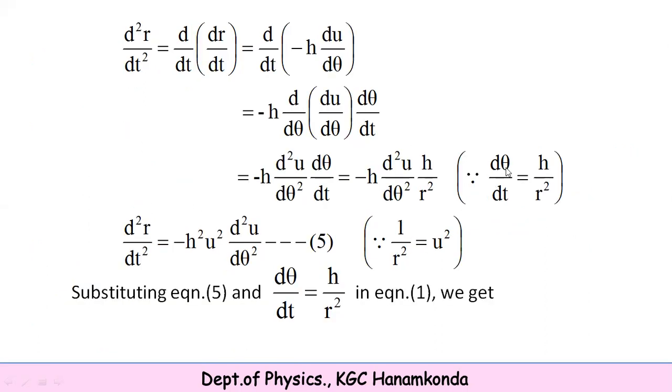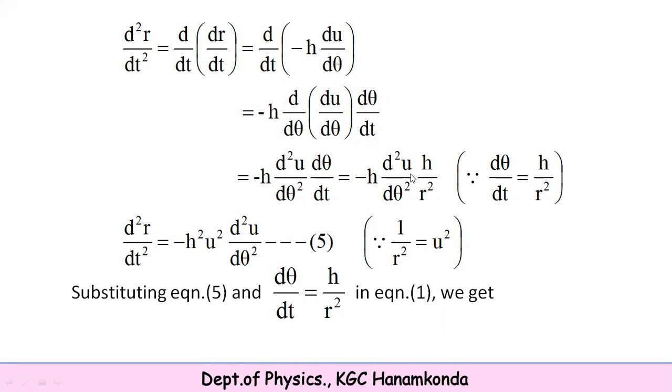So here d theta by dt equals h by r square. Substituting the value of d theta by dt as h by r square, now you get this value as minus h into h, that is h square, divided by r square. But we know that 1 by r is nothing but u. Therefore 1 by r square equals u square.